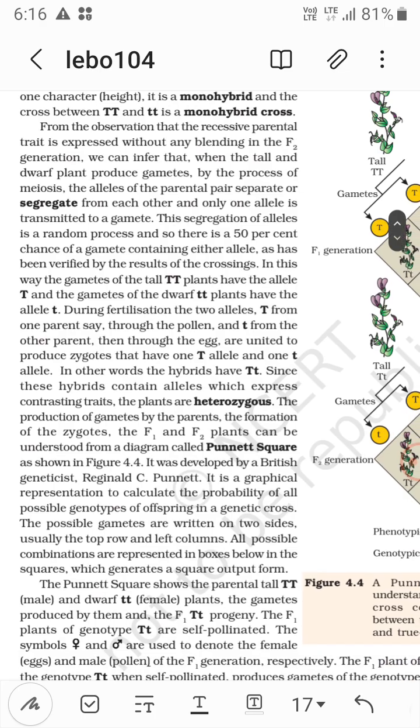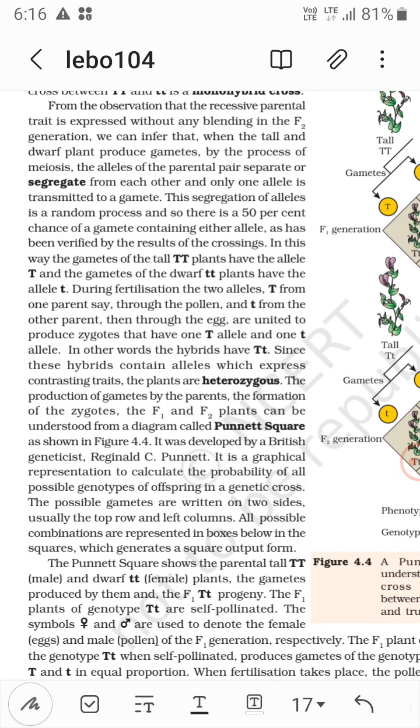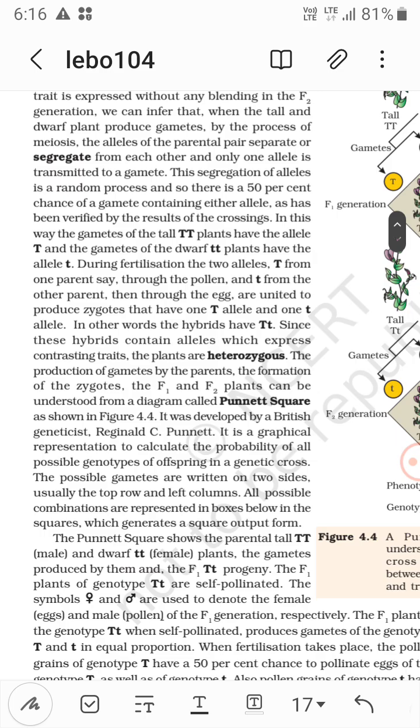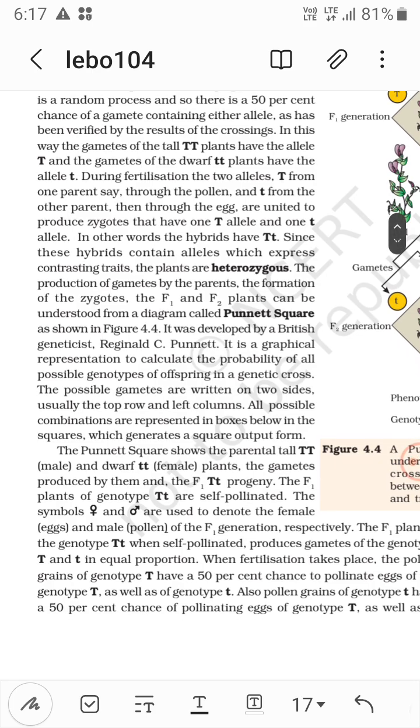So in this way, the gametes of the tall capital T plants have the allele capital T, and the gametes of the dwarf small t plants have the allele small t. During fertilization, capital T from one parent, say through the pollen, and small t from the other parent, through the egg, are united to produce zygotes that have one capital T allele and one small t allele. In other words, the hybrids have capital T small t. Since these hybrids contain alleles which express contrasting traits, the plants are heterozygous.